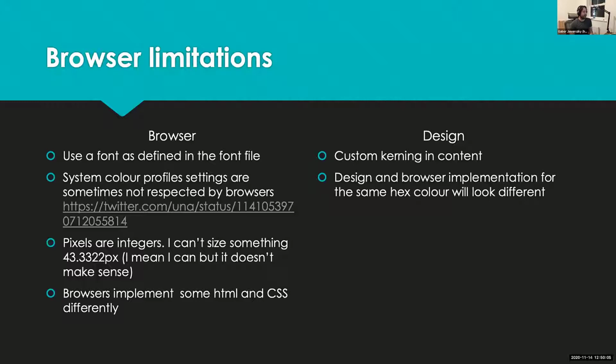Then, in browsers, pixels are integers, and I can't size something 43.3322 pixels. I mean, I can, because CSS will understand it. It's just not going to make any sense. And then HTML and CSS implementation is varied when it comes to different bits of CSS and HTML.